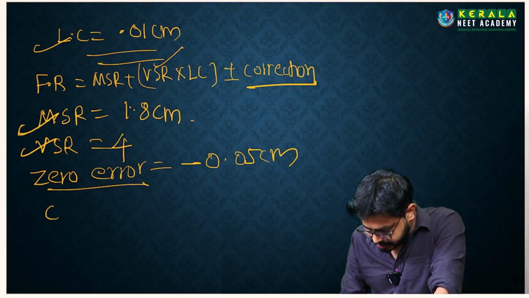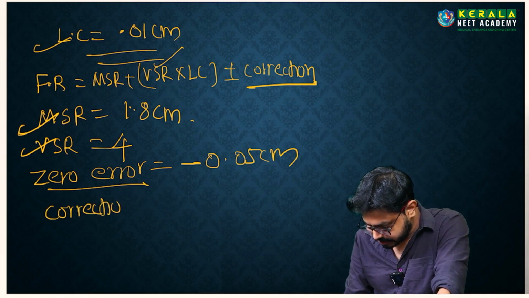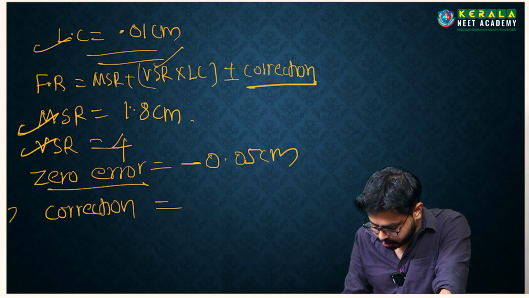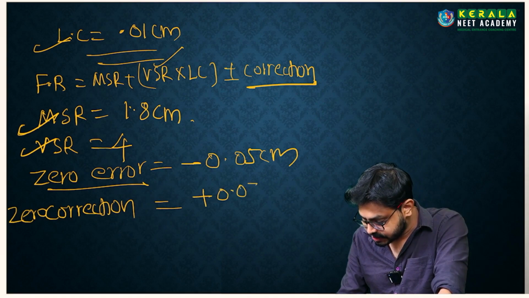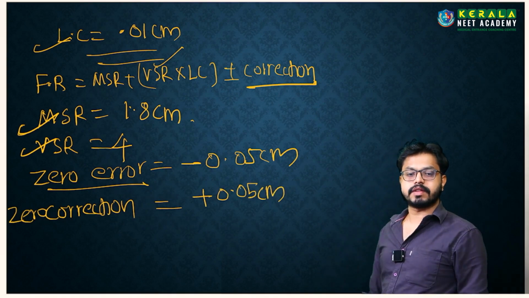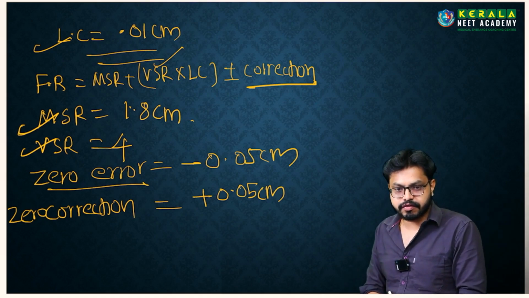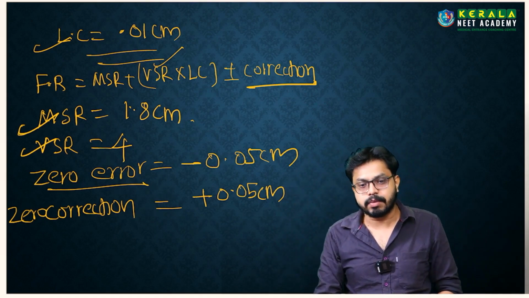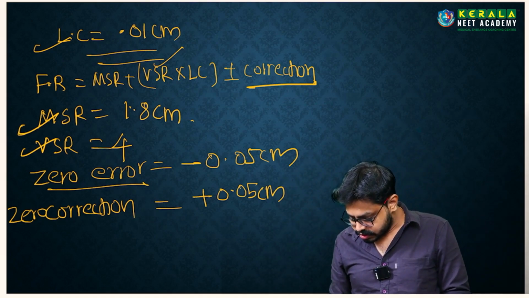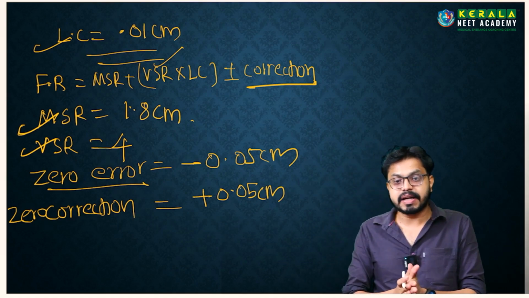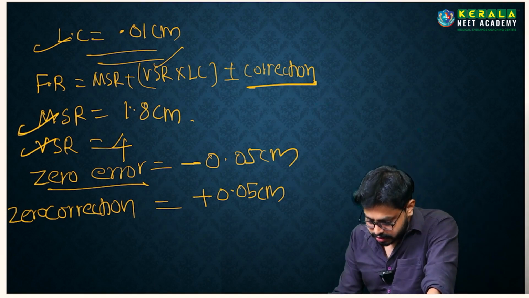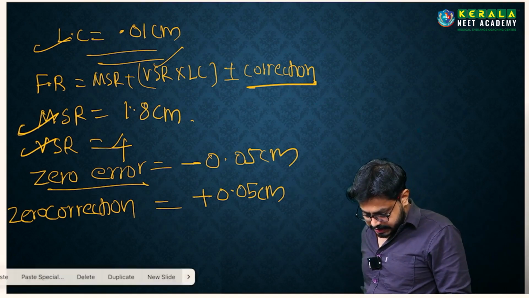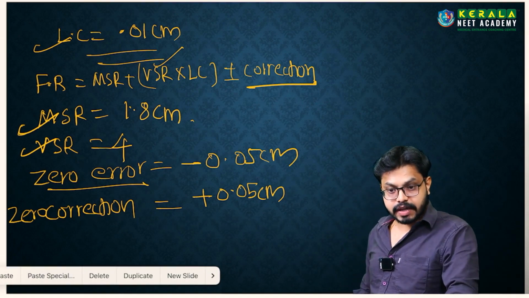Then what is the correction? What is the zero correction? Plus 0.05 centimeter. Error is negative, so correction should be positive. So zero correction is given as plus 0.05 centimeter. Clear? So next we can do the answer of the question.